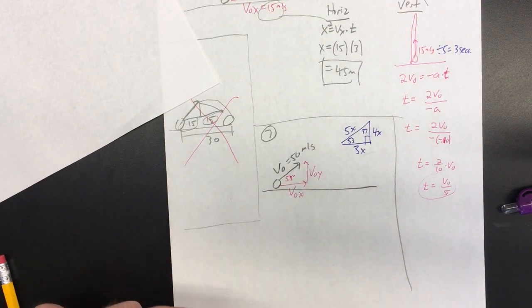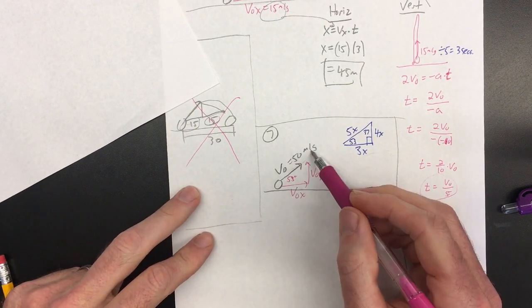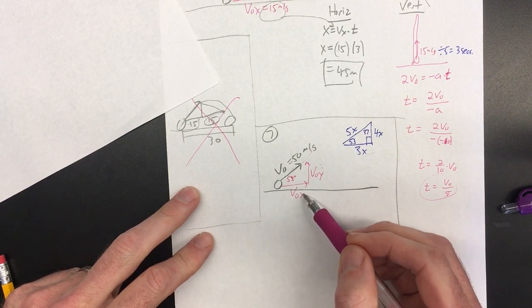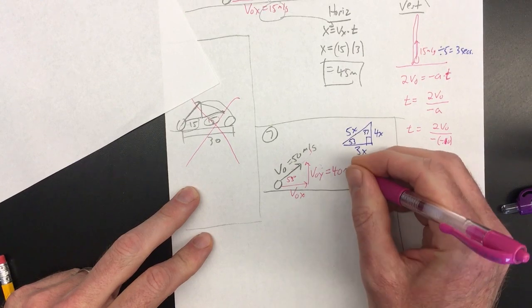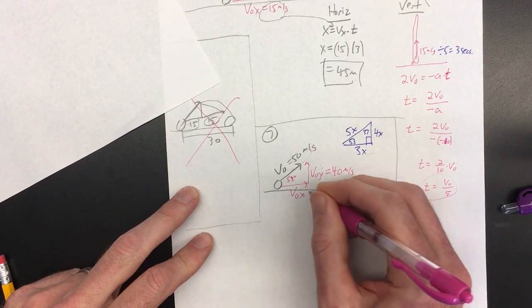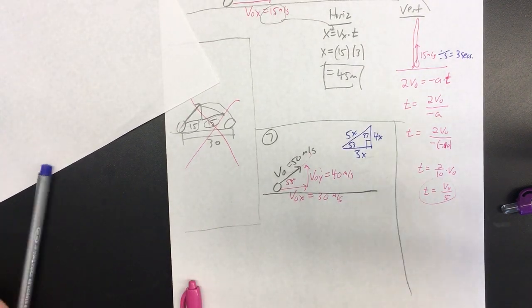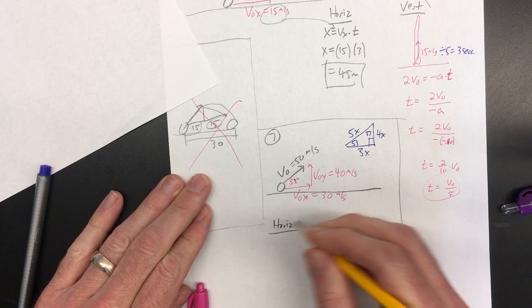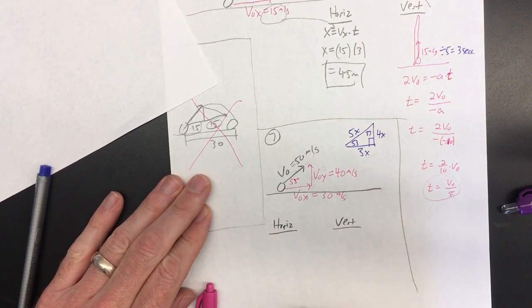So we're going to just work backwards over here, and I know that if this side is 50, that's 5 times 10. So this side's got to be 4 times 10, and this side's got to be 3 times 10. So this side is going to be 40 meters per second. This side is going to be 30 meters per second. I'm going to keep things separated again. We've got something going in the horizontal direction, and we've got something going in the vertical direction.